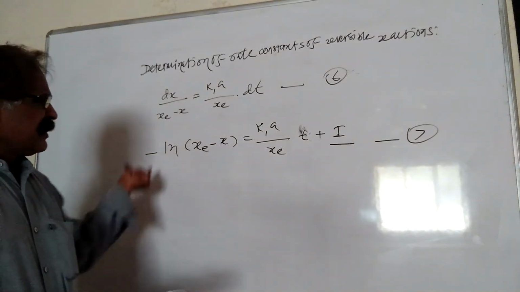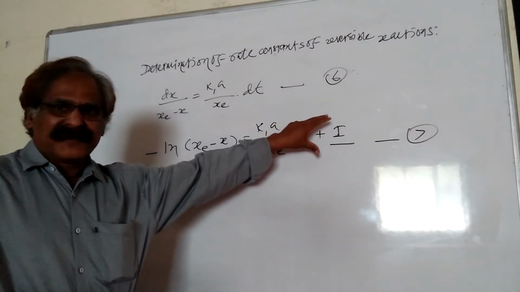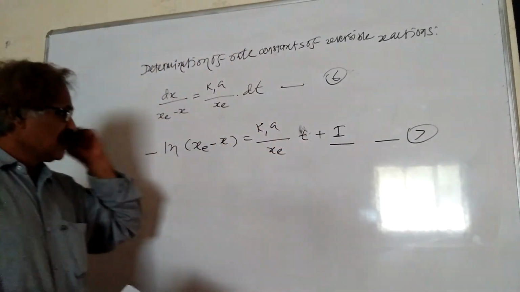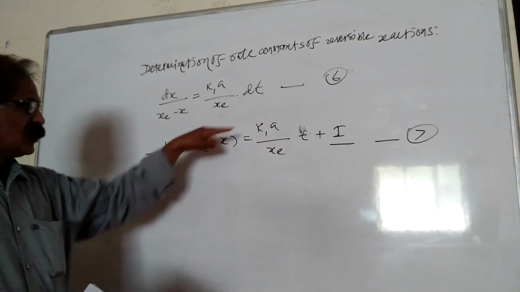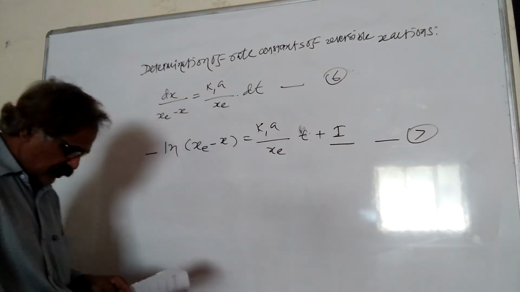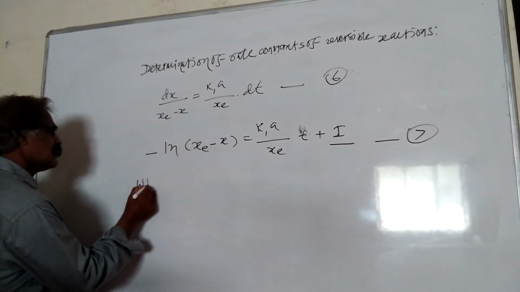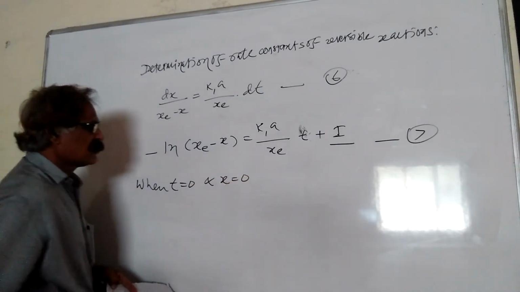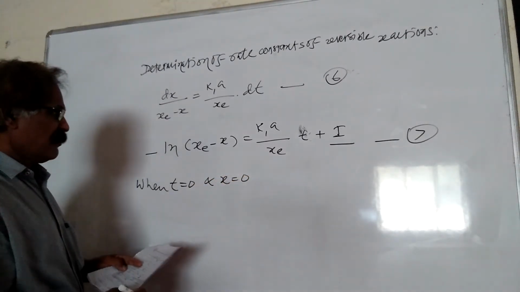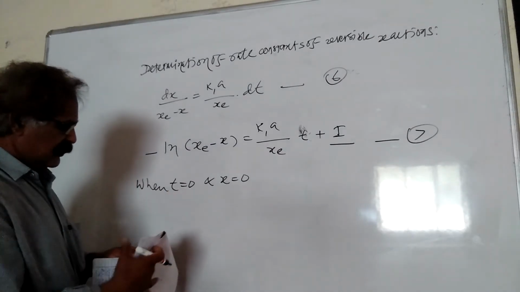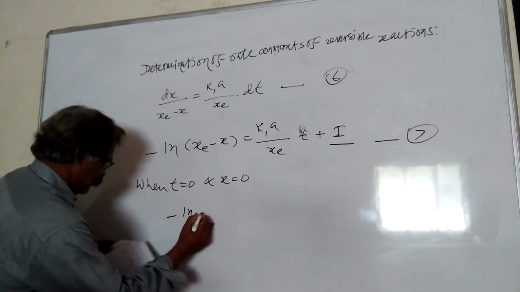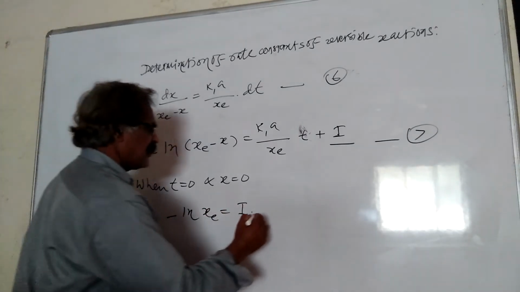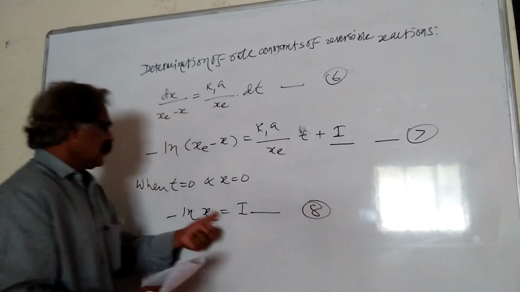Now we can very easily evaluate the value of integration constant I, substituting t is equal to 0 and x is equal to 0 in this expression. So when t is equal to 0 and x is equal to 0, equation number 7 becomes natural logarithm of xe is equal to I, and let us call this equation number 8. Now how is this so?